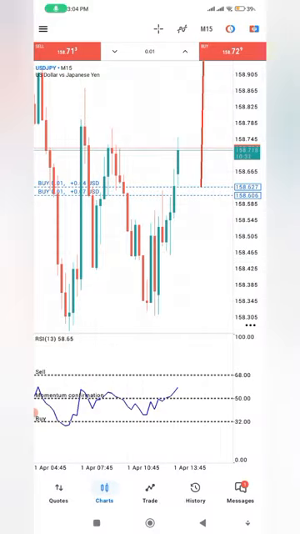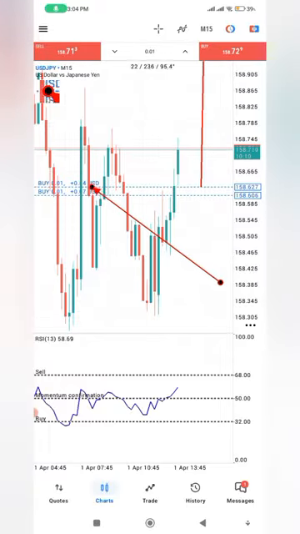Wick is actually the shadow or the tail of a candlestick. Now, it signifies rejection of prices. For example, look at the screen right now.